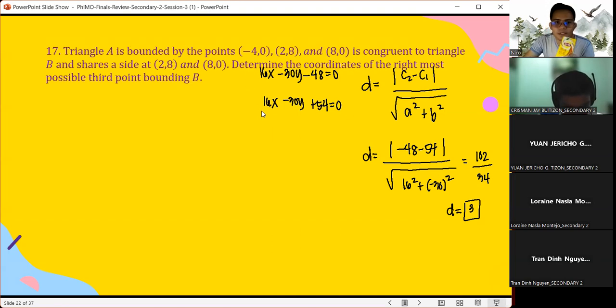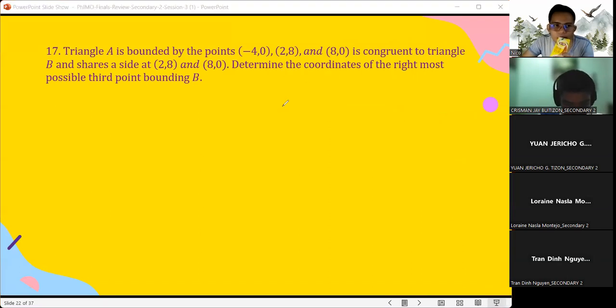Next question, 17. Triangle A is bounded by points which is congruent to triangle B and shares a side, 2, 8 and 8, 0. Determine the coordinates of the rightmost possible third point bounding B.